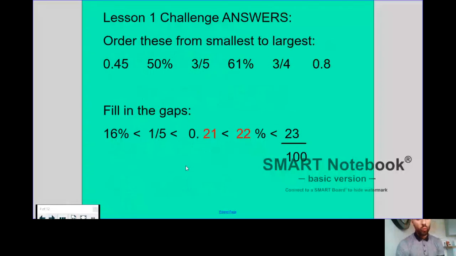And we've got our inequalities down here. 16% is less than 1/5. Okay, so 1/5 is 20/100, 2/10, or 20%. So you should have had in there 0.21, 21/100, which is less than 22%, which is less than 23/100, which of course is equivalent to 23%.